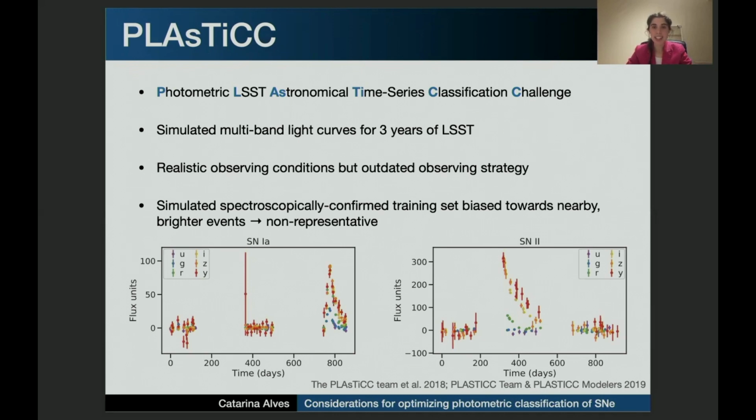The PLAsTiCC dataset was divided into a simulated spectroscopically confirmed training set biased towards nearby brighter events. It is then a non-representative training set. And accurate photometric classification requires a representative training set.